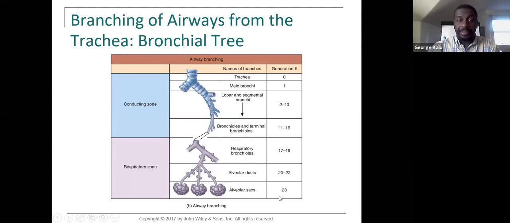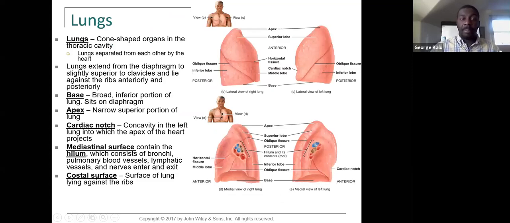Before we get into the respiratory zone, we're going to take a look at the lungs. The lungs are very large cone-shaped organs that sit inside your thoracic cavity. These lungs are not going to make any direct contact with one another because they're separated from each other by the heart, which sits in the middle of the two.